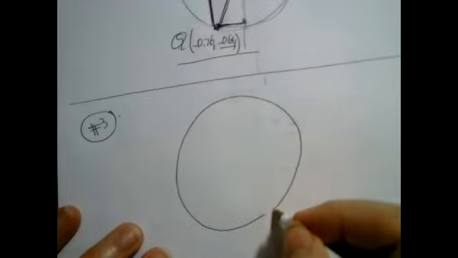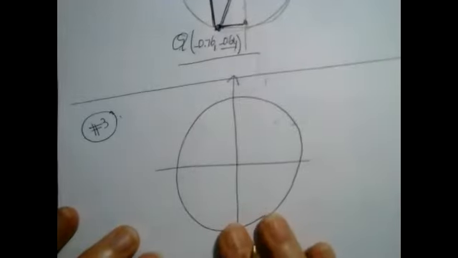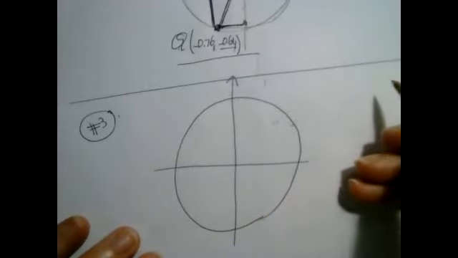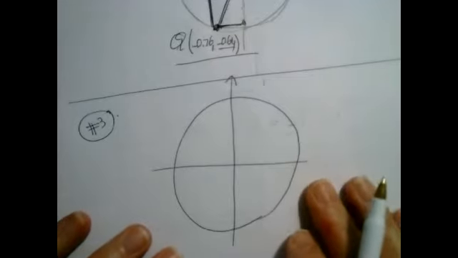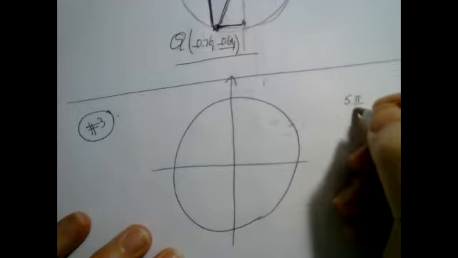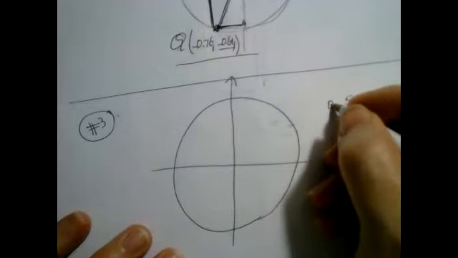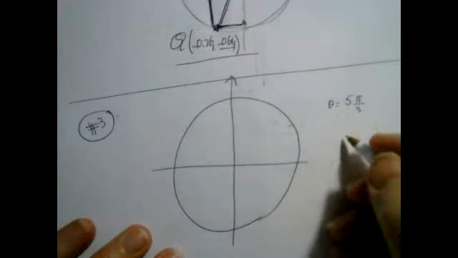Again, the unit circle. And the question is the following. Graph the points on the circle that correspond to the given angle. So I gave you an angle of 5 pi over 3. That's the angle. And my question is, graph the point that corresponds to this angle and find its coordinate.